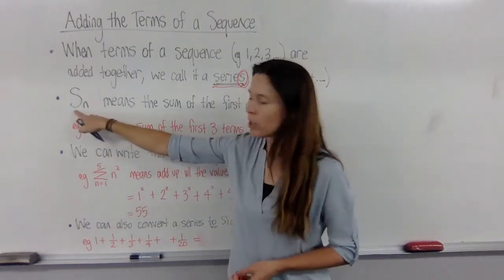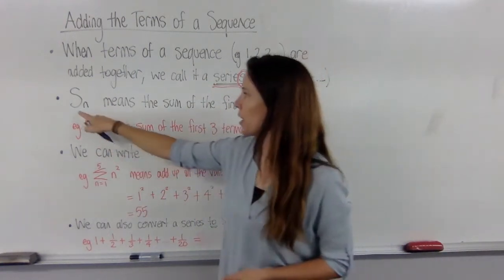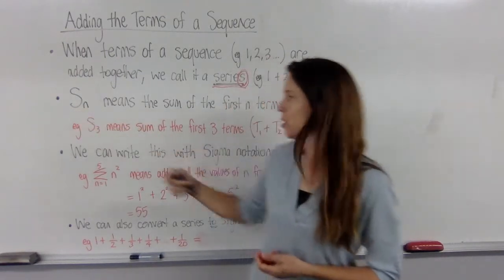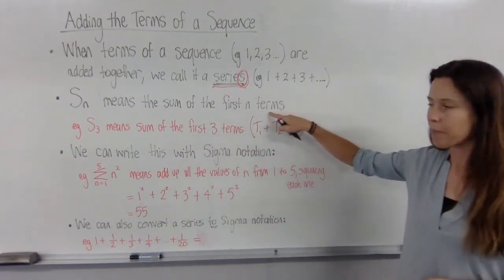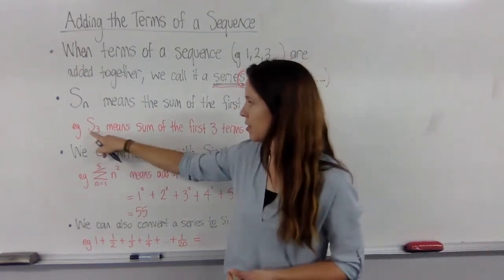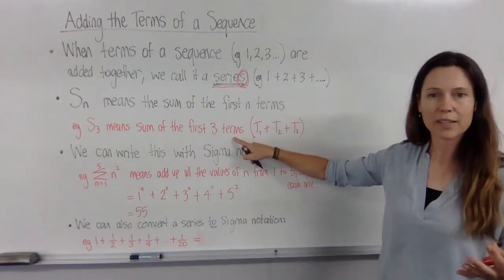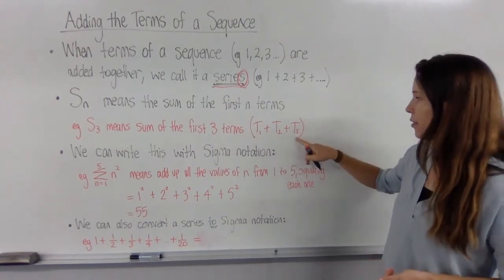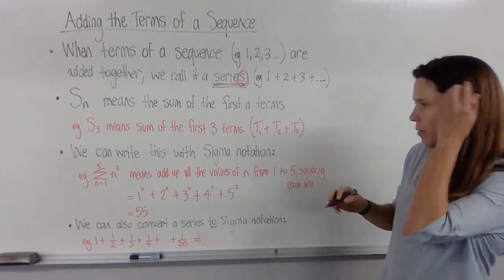Now, just as we have Tn to find the nth term, we have Sn to show the nth sum. So what this means is the sum of the first n terms. So if I saw something like S3, that means the sum of the first three terms, which makes sense. And you can figure that out by saying, well, what's the first term and the second term and the third term? I need to just add those up.